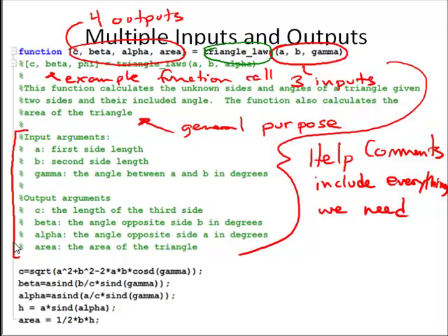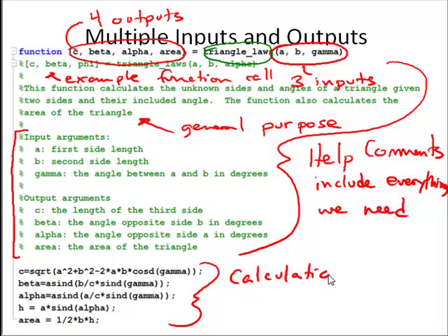But in this case, we're using the standard variables for triangles, A, B, C, and alpha, beta, and gamma for the angles. So we just want to make sure everything's clear. The next thing we'll do is do our calculations.